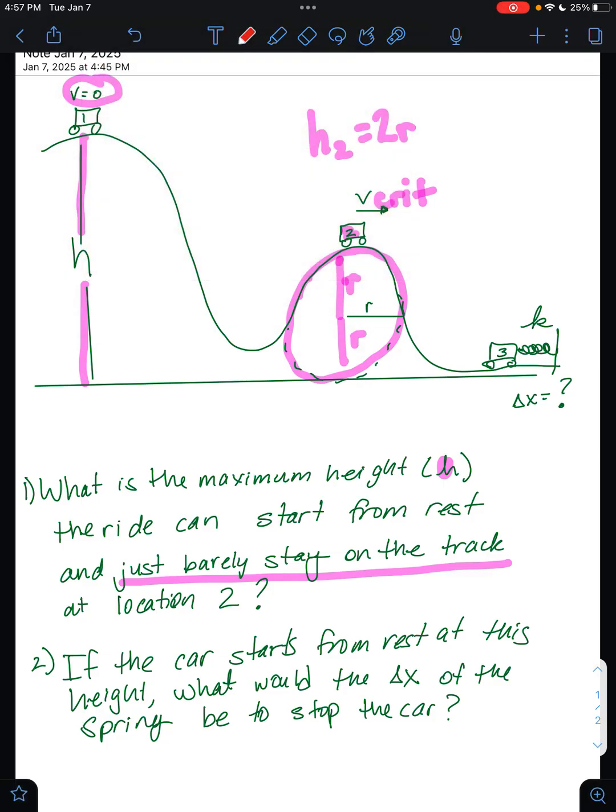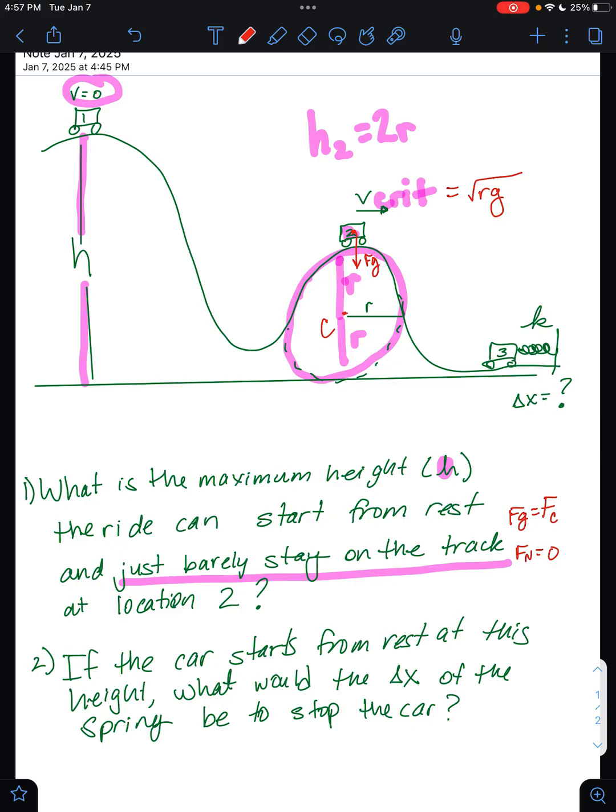Could this be a problem where the force of gravity is the net force pointing towards the center? And it turns out that yes, at location 2, the force of gravity is pointing towards the center of the circle. And so to just barely stay on the track really means for your normal force to go to 0 for just a second. And so we notice that there's some circular motion happening here. And so we recognize again that the critical speed follows that equation, square root of rg. And we think, okay, this is just a circular motion problem.